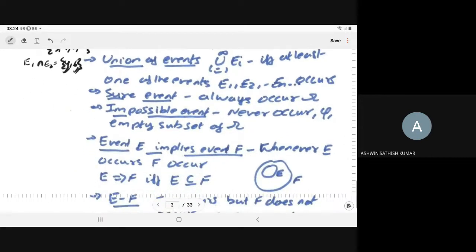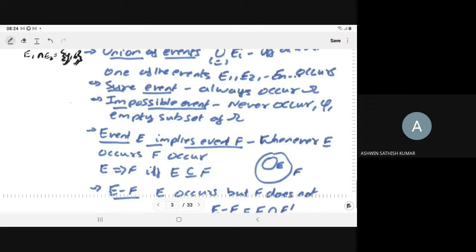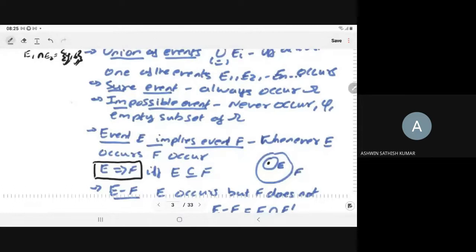Then we have the event E implies event F. It means when event E is occurring, it always implies that event F is occurring. So whenever E occurs, F occurs. So E implies F. That is if and only if E is a subset of F. When E is occurring, automatically it implies that F is occurring.